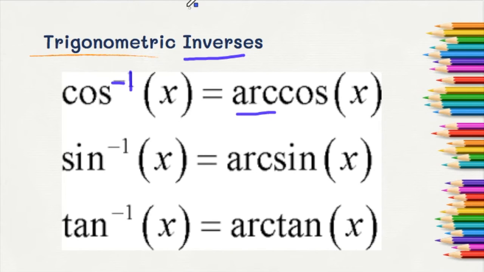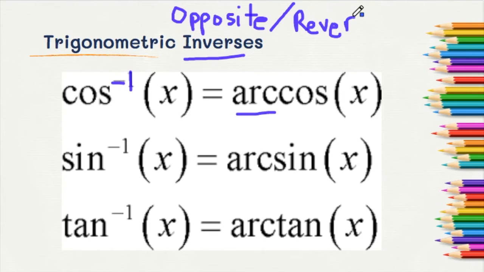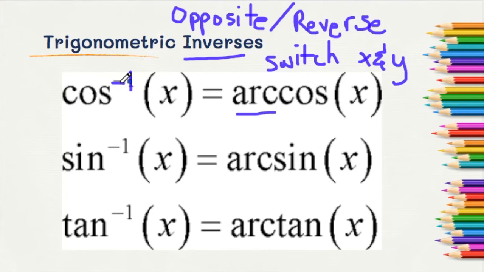Now, what are inverses? Do you remember? Just a reminder, inverses are the opposite or the reverse function, meaning you just switch the x and the y value. But when we're working with trigonometric ratios, that means we switch the angle and the ratios of the legs, and we switch those to find the inverse.